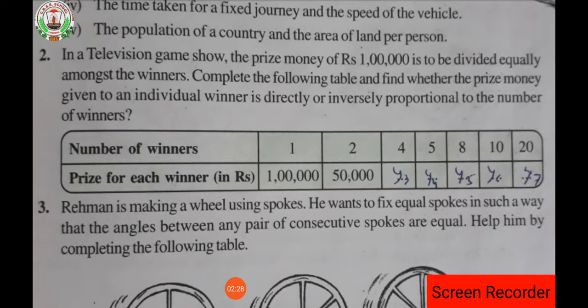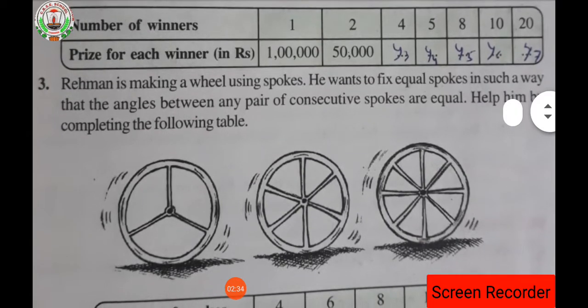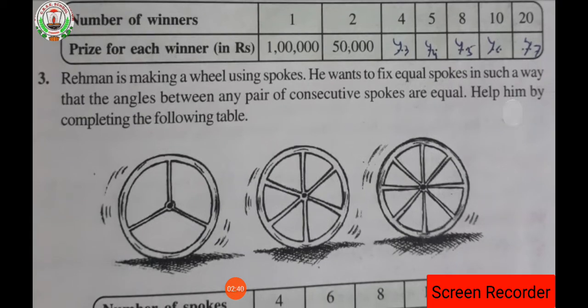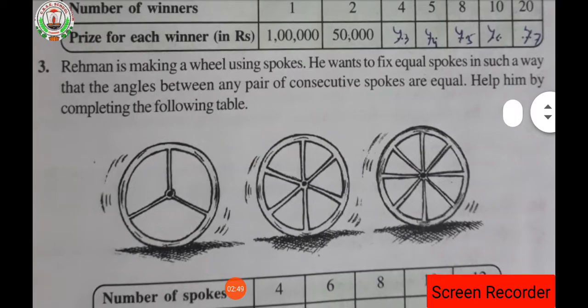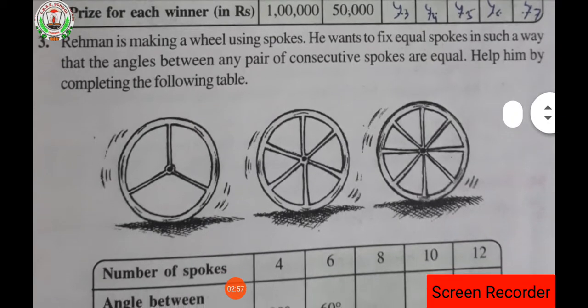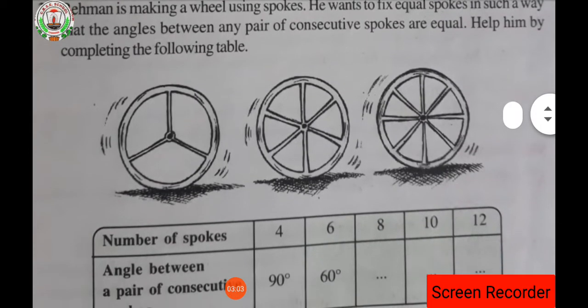Now in question number 3 it is said that a wheel is made using spokes. He wants to fix equal spokes in such a way that the angle between any pair of consecutive spokes is given. Help them by completing the following table. So here the wheel is made by using spokes, and the numbers of spokes are consecutive numbers. Everybody knows what we mean by consecutive numbers? Consecutive numbers means an addition of one takes place in every step.